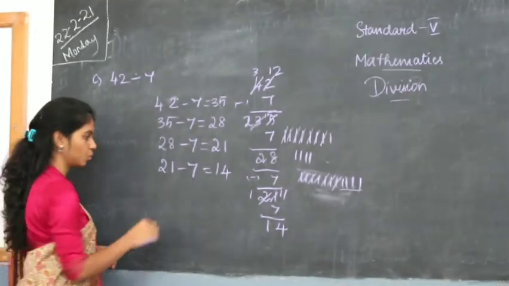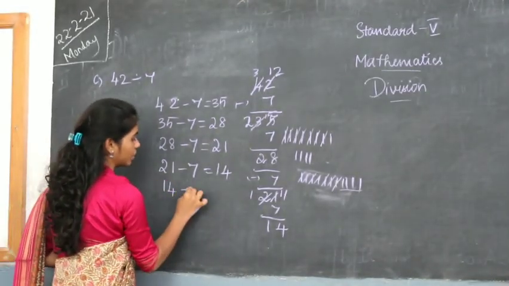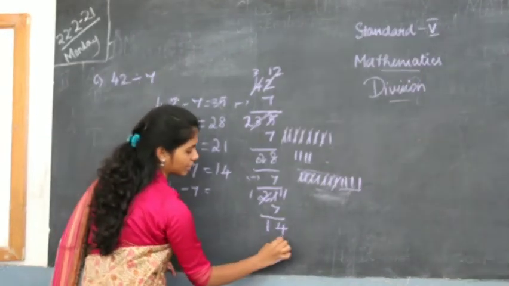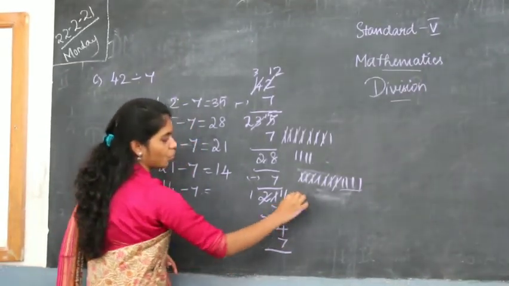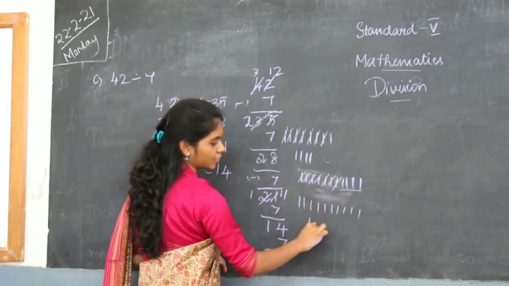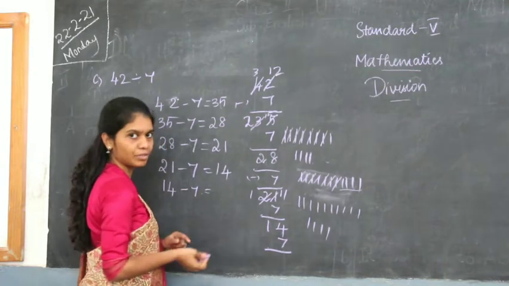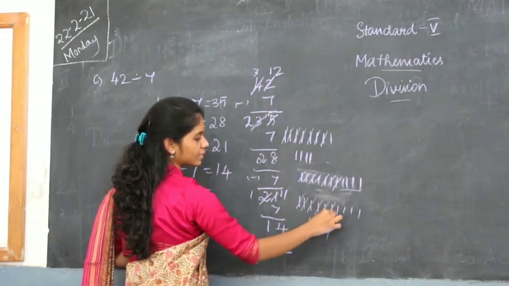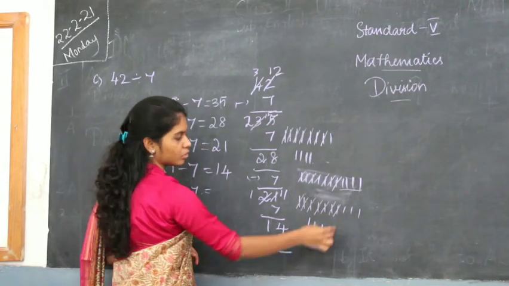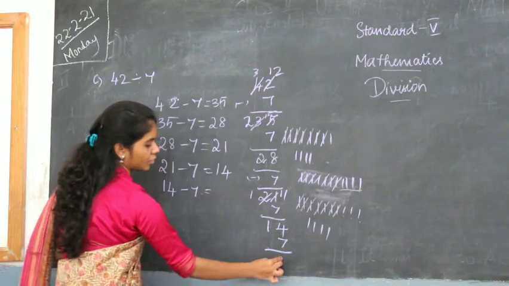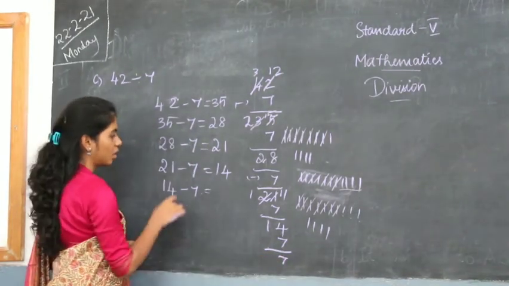Now again what you have to do, you have to subtract it from 7. So 14 minus 7. You have to subtract 7 from it. 1, 2, 3, 4, 5, 6, 7 is gone. So remaining is 7. So the answer is 7 you got.